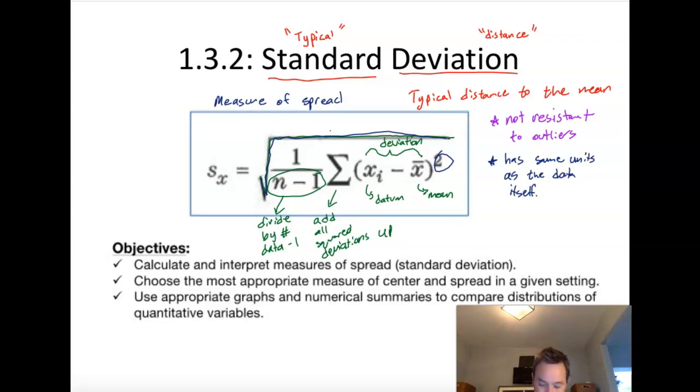So I used to make my students, again, do this by hand the first time. I don't really see a point. You have the formula there if you need it, but I'm going to show you how you can utilize your calculator just to access standard deviation much more quickly. So the important thing is that you're able to interpret it.